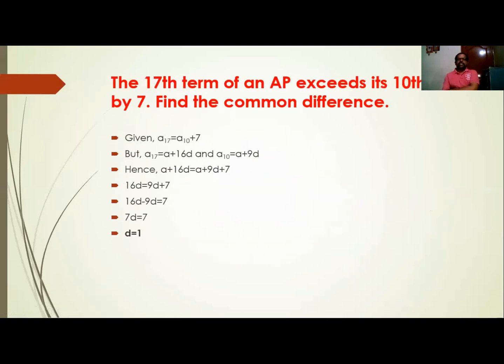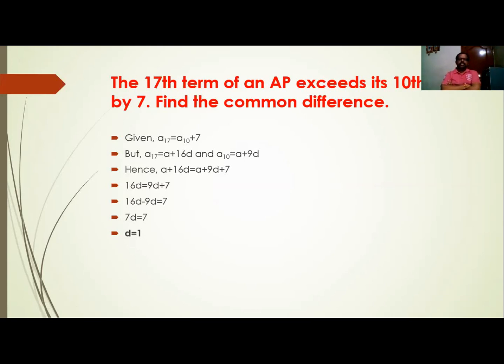Yes, the 17th term of an AP exceeds its 10th term by 7. So find the common difference. Just read the sum carefully and try to express it in terms of an equation. The 17th term of the AP exceeds its 10th term by 7, which means the 17th term is greater than the 10th term by 7. We need to find the common difference of the AP, right?